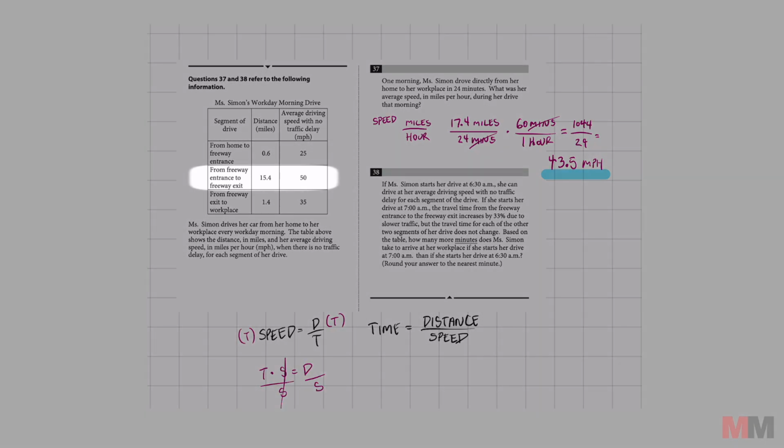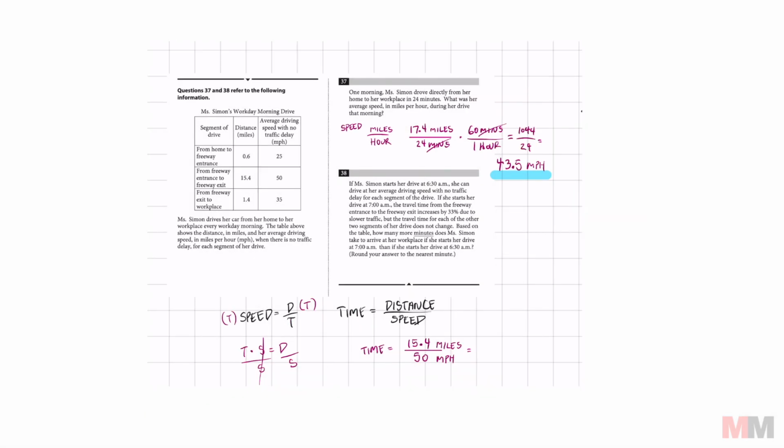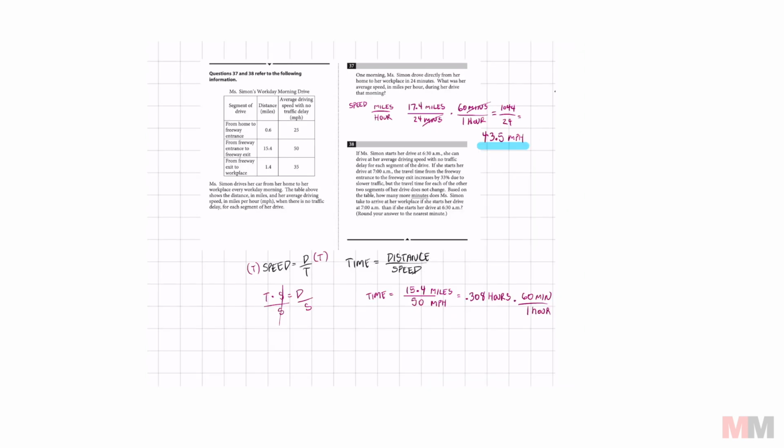So let's focus on the middle part of that table. Let's take the distance. The distance is 15.4, and we're going to divide that by the speed that's given right there, which is 50. If I divide those two, I get 0.308, but my unit is going to be in hours, so I got to convert that once again. Times that by 60 minutes over 1 hour. So what is that going to be in minutes? That's going to be 18.48 for this portion of her drive.